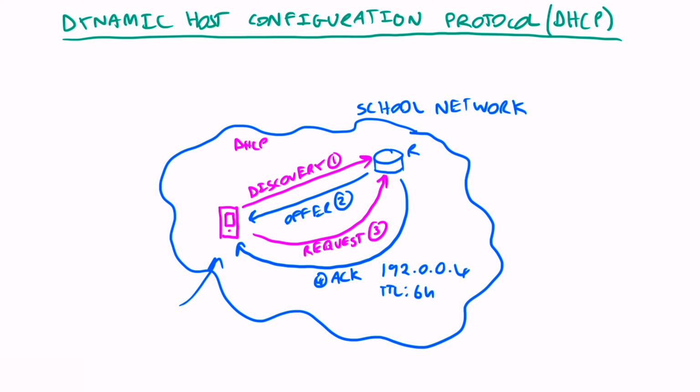So now this device will have the IP address 192.0.0.4, and it will be able to communicate with any device and router now at the network layer by using the IP address instead of the MAC address at the link layer. So that was DHCP.